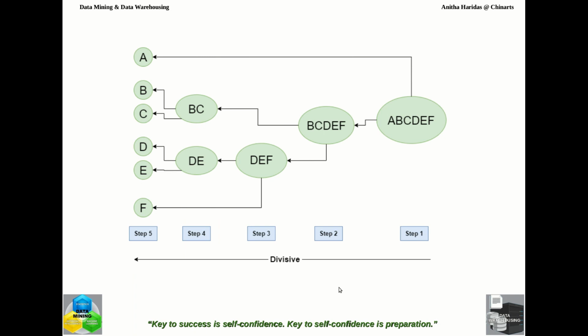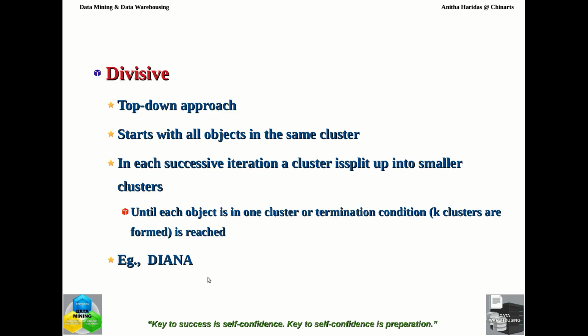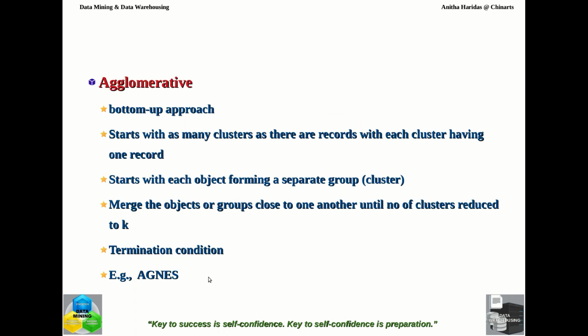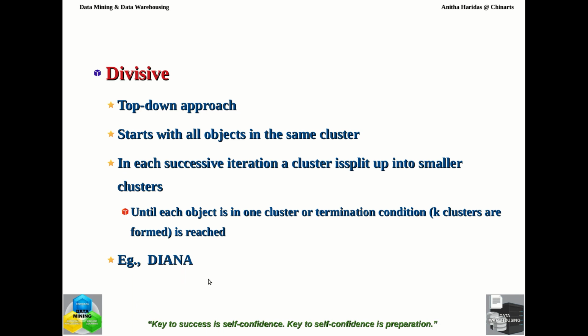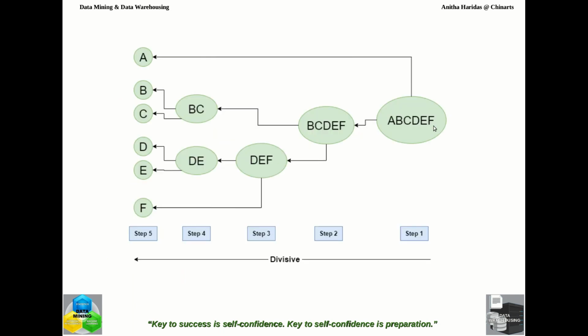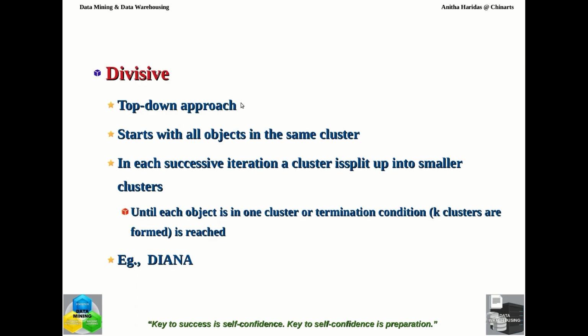You can see here this direction. In the agglomerative it is a bottom-up approach, whereas in the divisive it is top down, right from all the objects in the same cluster and down we go. So it is a top-down approach, and it starts with all objects in the same cluster.